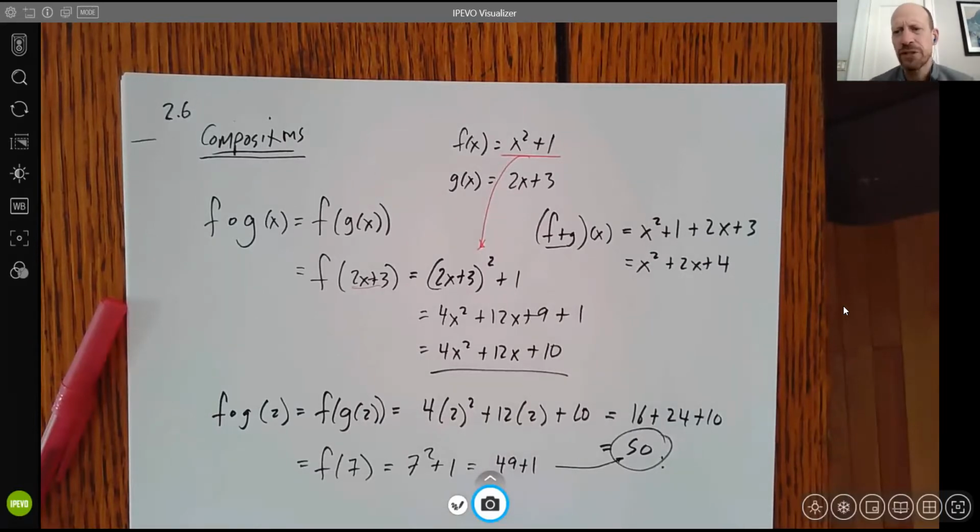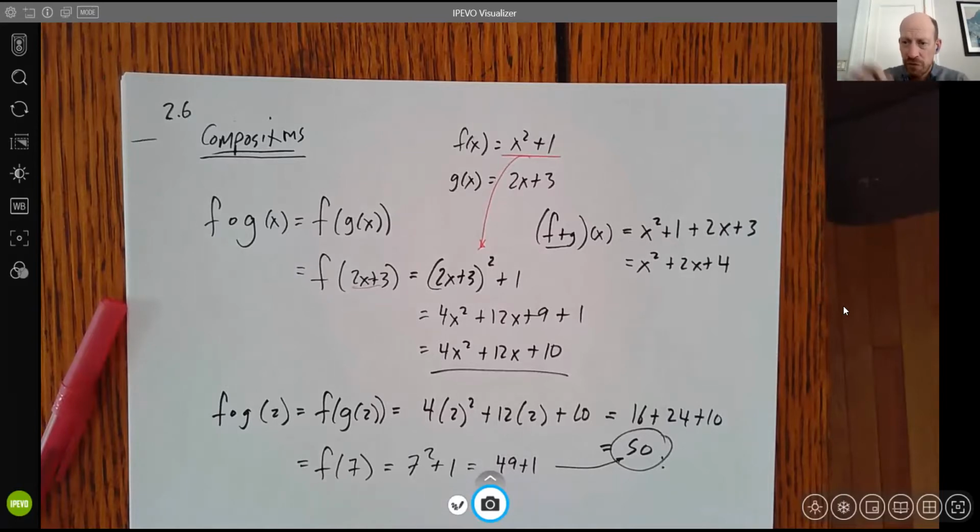So if a question just asked me for the number, f of g of 2, I would do that the way I did the second problem. It's easier to just do it with the numbers. But if it asked me for the formula, then I'm looking for that first approach. And there's no reason you can't do f of f, or f of f of f, or any combination of 2 functions. You can find its composition.